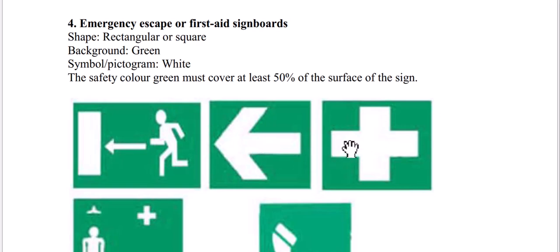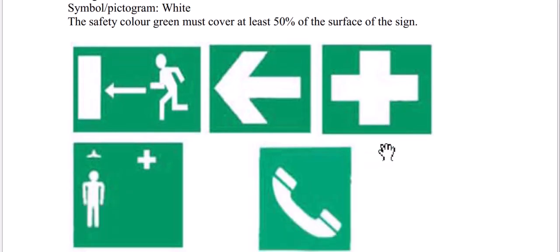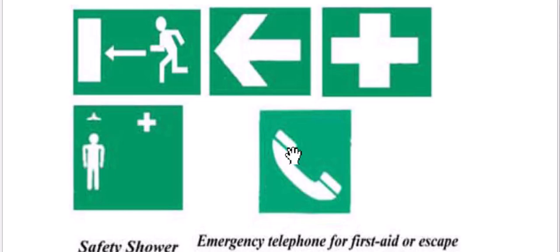This plus sign means this is a first aid kit. So it is whether the first aid room or the first aid kit or something that is related to the first aid is labeled with this rectangular shape with green background and a white symbol. This is for instance, a first aid call center or first aid call assistance.